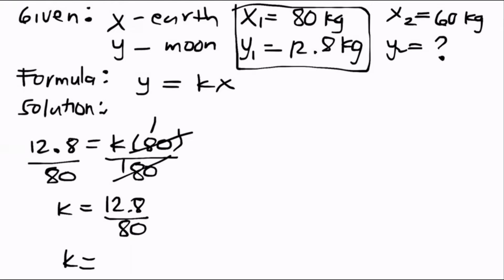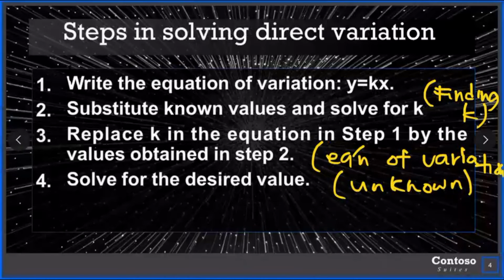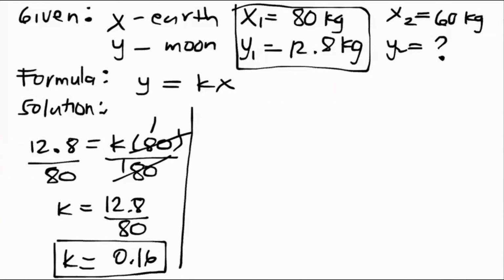So what will be the answer? We will be having the answer of 0.16. Therefore, this is our constant of variation or k. So since we're done with step number 1 and 2, we will now proceed to step number 3. In step number 3, we need to identify the equation of variation. To identify that, given the k, we will just substitute the value of k to our formula.